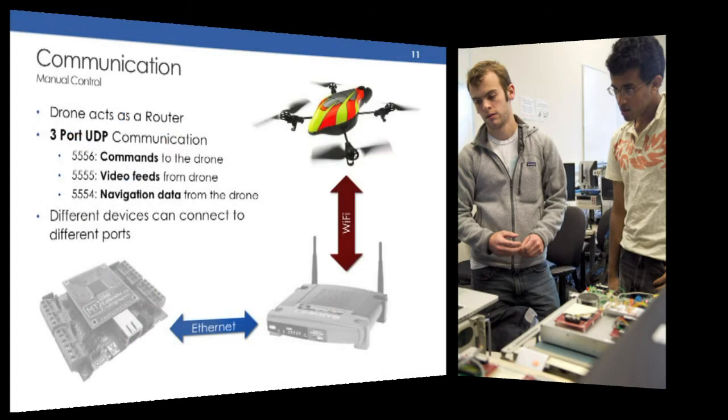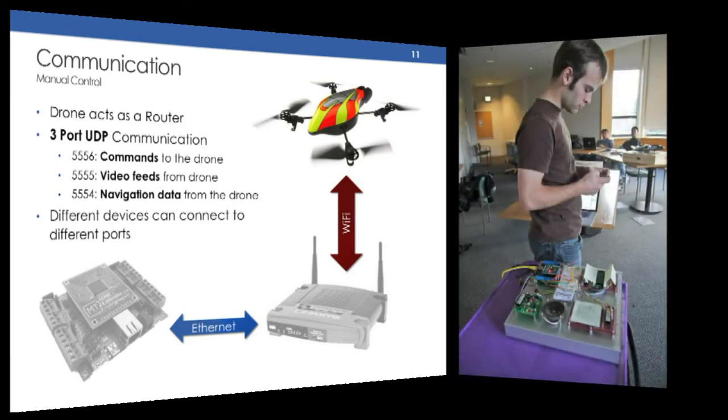So we communicate with the drone through Wi-Fi and Ethernet, and basically the drone acts as a router and gives out IP addresses to any devices that connect to it. There are three ports that the drone communicates over, and these ports are UDP, which basically means that it's fast communication, but it is not guaranteed to arrive at its destination, which is important later on. You can send commands to the drone over one port. Another port allows you to get video from the drone, and a third one allows you to get the navigation data from the drone.